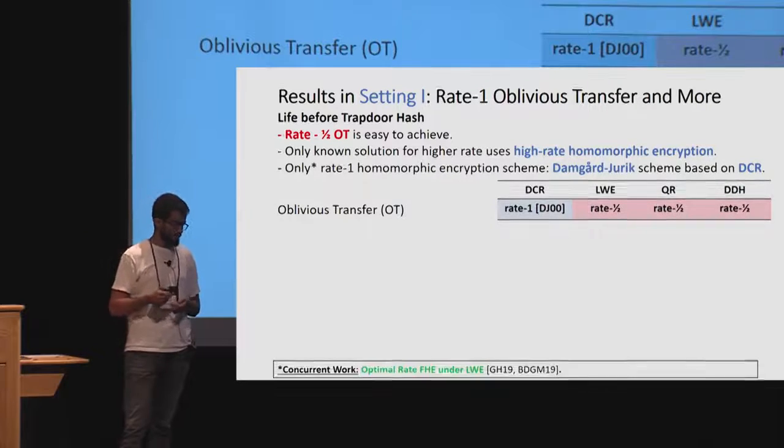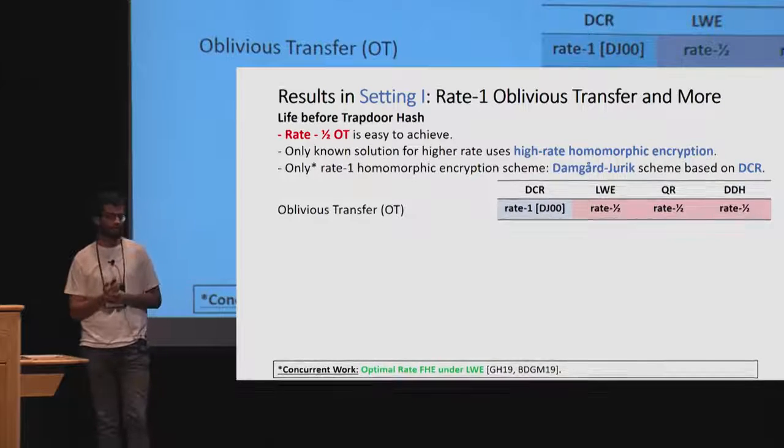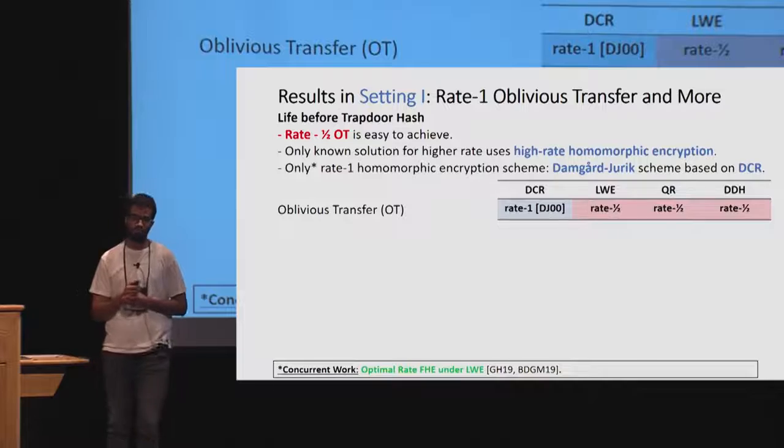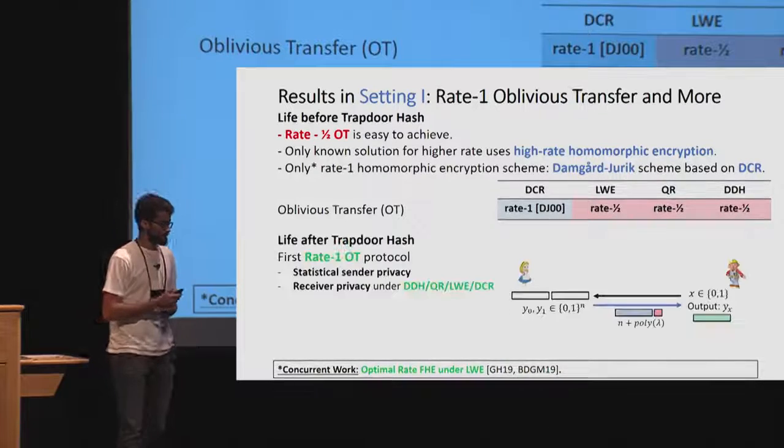And the only exception to this statement is two very recent papers, the one by Gentry and Halevi, the other by Brakerski et al., where they show how to construct optimal rate fully homomorphic encryption schemes under the LWE assumption. Good.